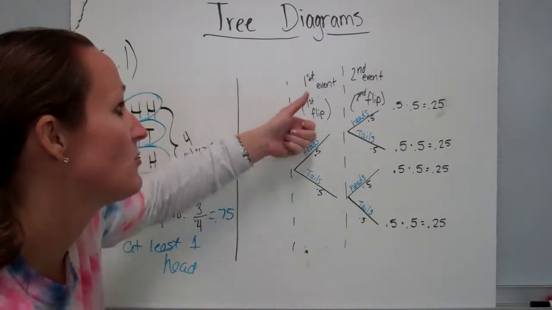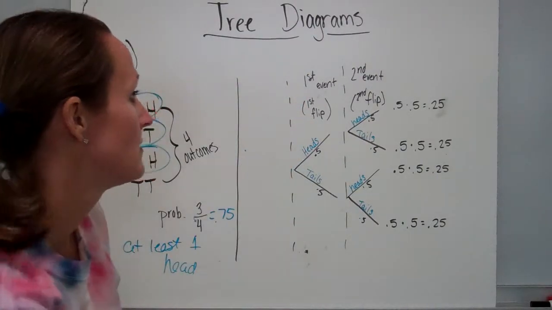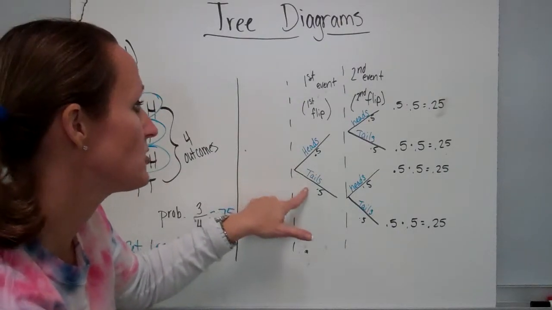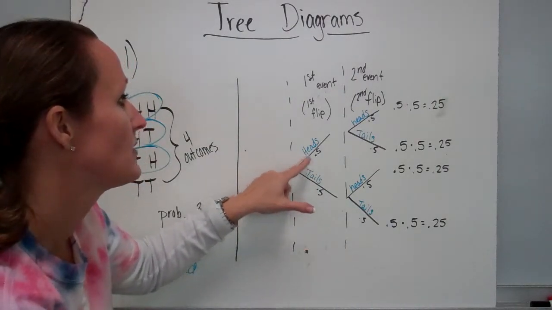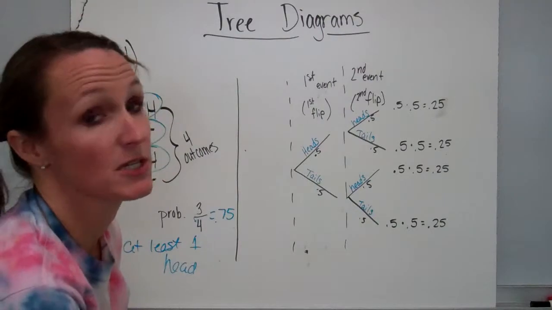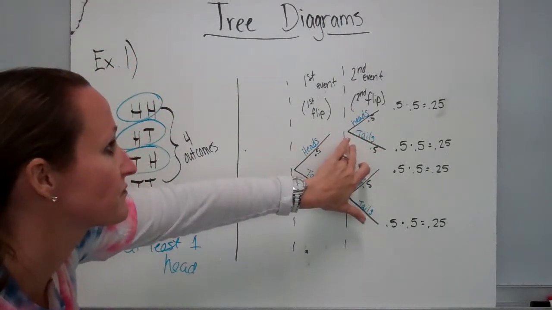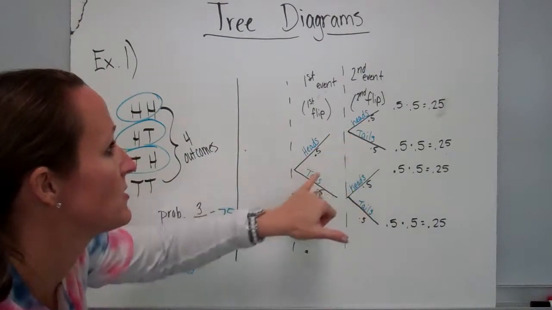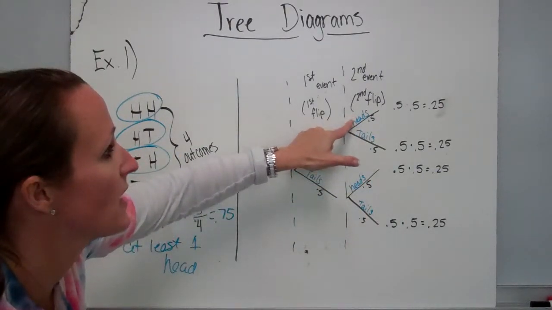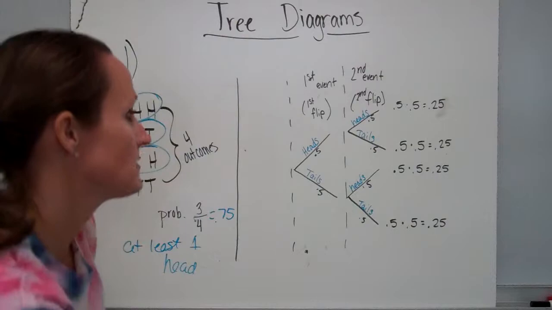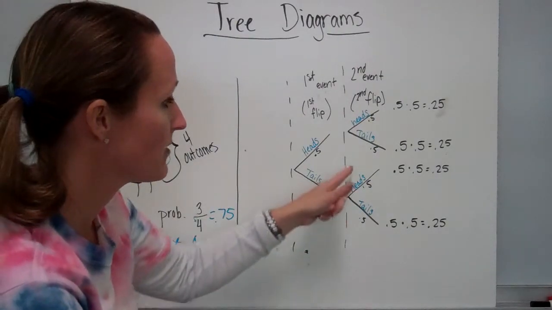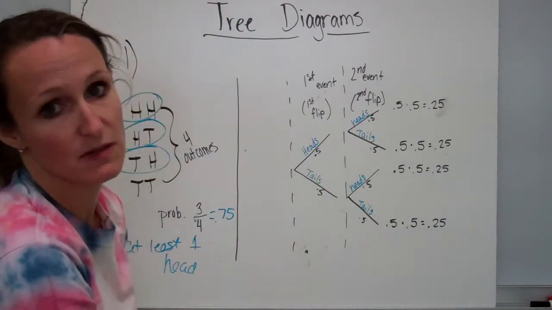Now, if we had made a tree diagram of that, it would look something like this. For our first event, which is our first flip, we would have gotten heads or tails. 50% chance of heads, 50% chance of tails. Then, after that, our second one, we could have gotten heads or tails. So if we got heads on the first one, we either got heads on the second one or tails on the second one. If we got tails on the first one, we either got heads on the second one or tails on the second one.